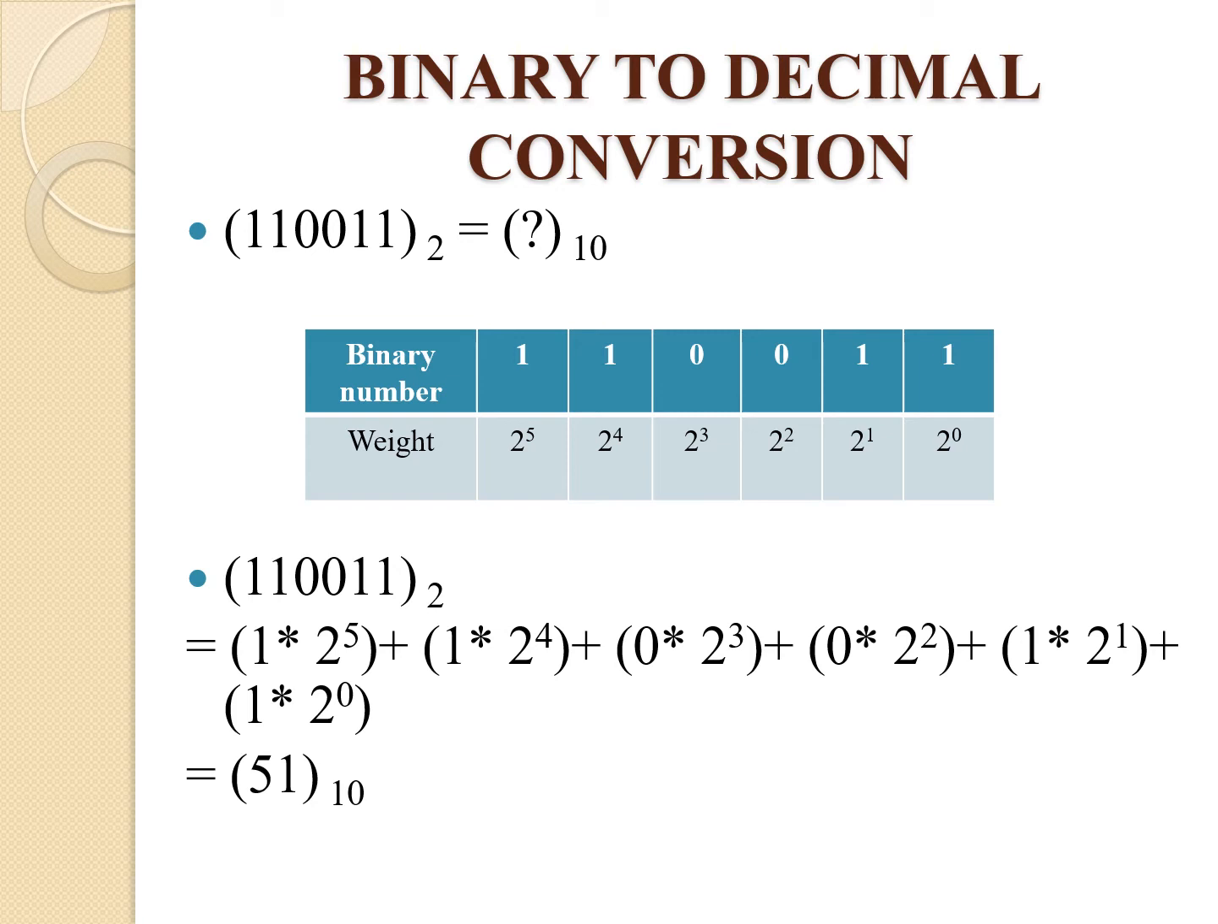110011, and then what we have to do is write down the weight. You can see at the unit place the weight is always 2 raised to 0, then at the tens place it is 2 raised to 1 and so on: 2 raised to 2, 2 raised to 3, 2 raised to 4 and 2 raised to 5. What you need to do is take each binary digit and multiply it with the corresponding weight we have already written in the table and then do the addition. If you go through the example, 110011 in binary has the decimal equivalent 51.